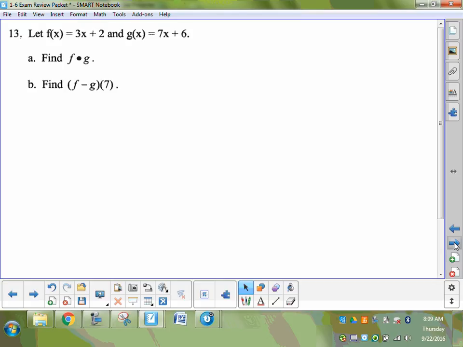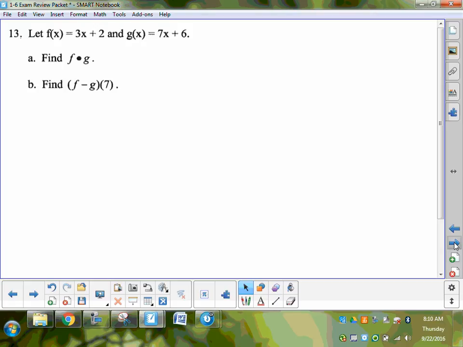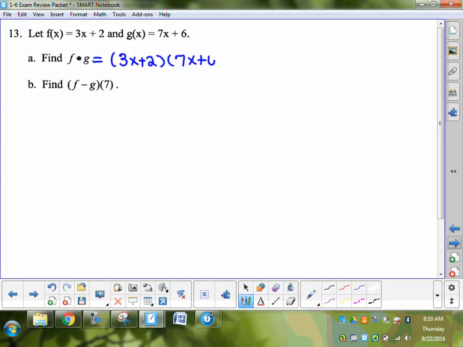What is it asking you to do in question 13a? Take a look at what's there. What is it asking you to do in 13a? Perfect. I would take and find the product of f times g. So I'd say the quantity 3x plus 2 and 7x plus 6. Go through right now, first, outer, inner, last, the rectangle of fun, whatever you want to use.